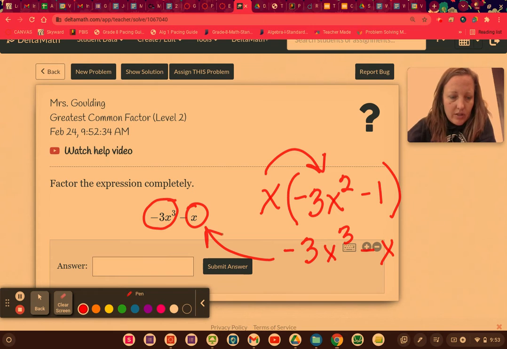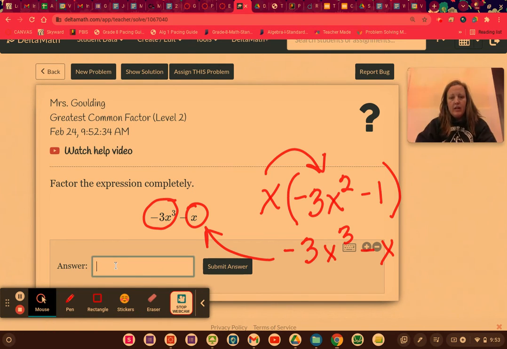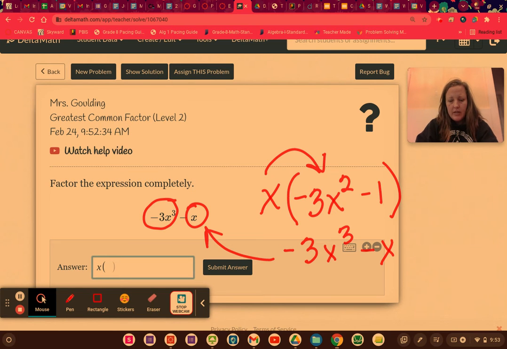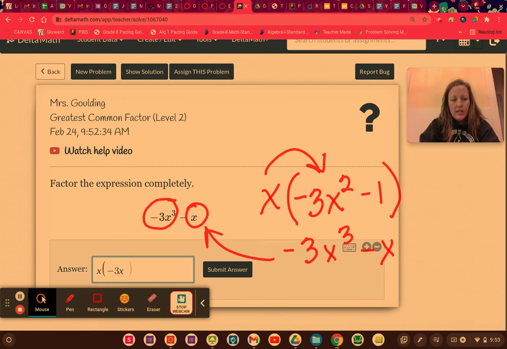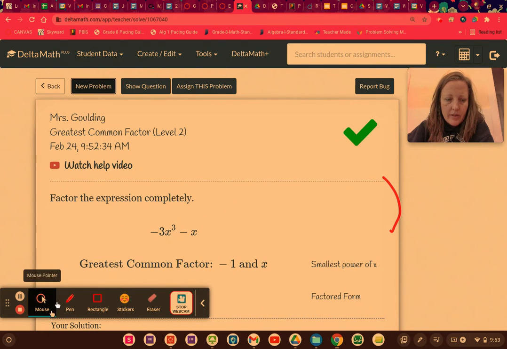So my answer would be x times the quantity -3x. And then you can use the caret if you want to. -3 caret, and that's the shift 6, minus 1. Minus 1. Submit that. Yes, I'm sure. Very good. Okay, let's go.